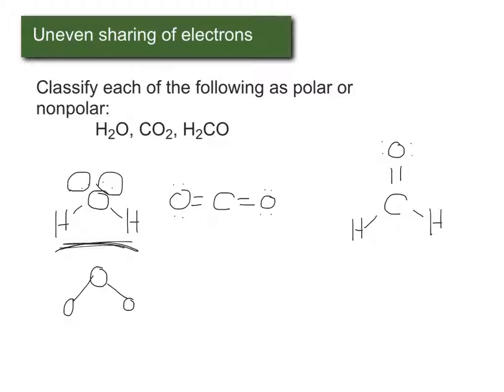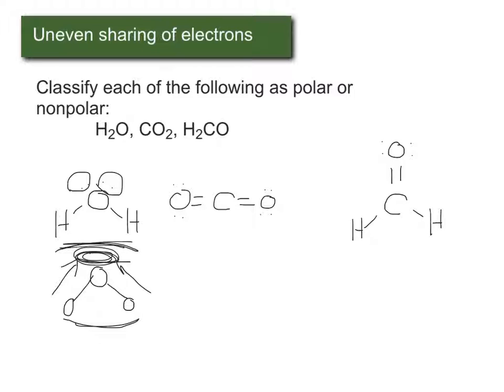Okay, oxygen is much more electronegative than hydrogen, and we use arrows to show which direction the electrons are traveling. So the electrons in this case are traveling up toward the oxygen in both cases. And so what that means is we get a lot of electron density up here and not a lot down here. So this is not symmetrical, and these polar bonds are going to make it a polar molecule. So this one is polar.